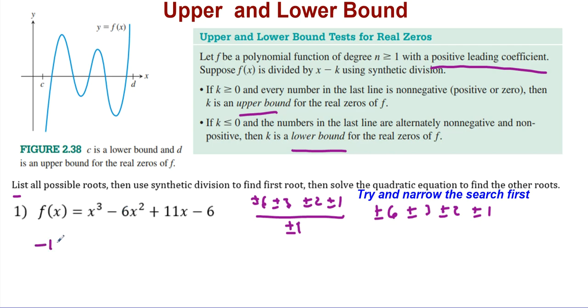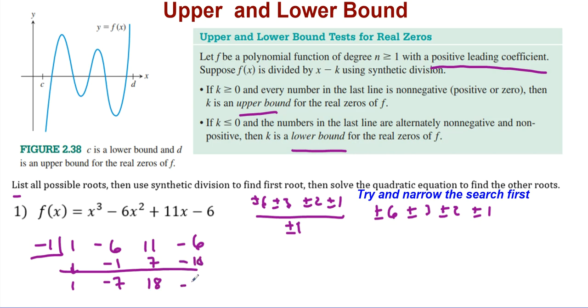This could be an upper or lower bound. We don't know. And I do the synthetic division, 1, -6, 11, and -6. I'm going to bring down that 1. I'm almost out of space. So 1 times -1 is going to be -1. That's going to give me a -7. Okay. That's going to give me a positive 7. That's going to give me 18. So that's going to give me a -18. And that's going to give me a -24. Look how these alternate. Positive, negative, positive, negative. I have a lower bound.